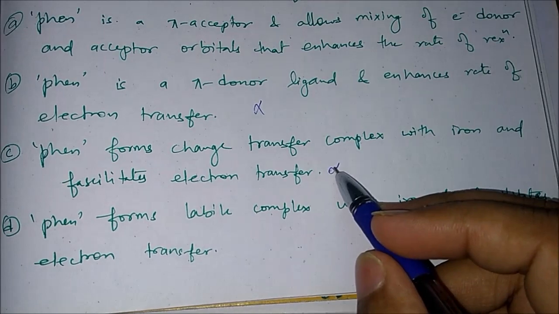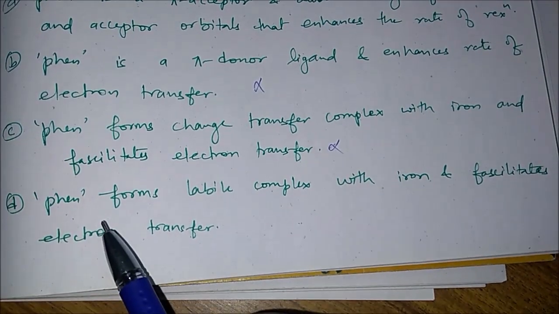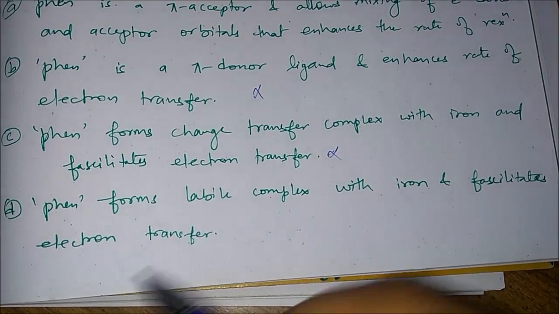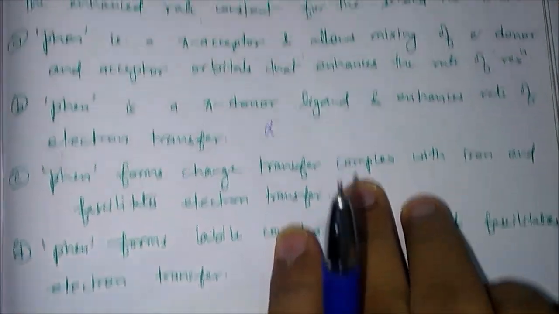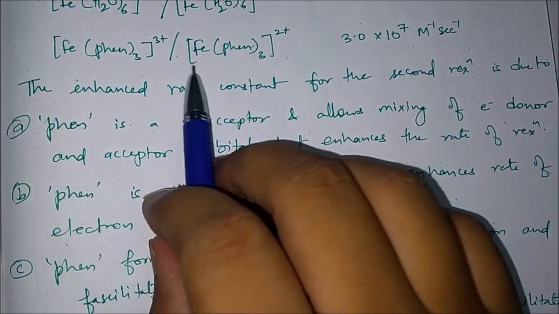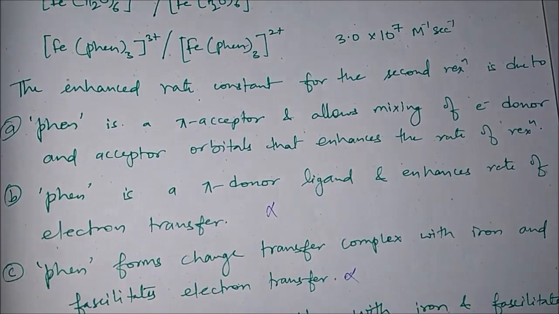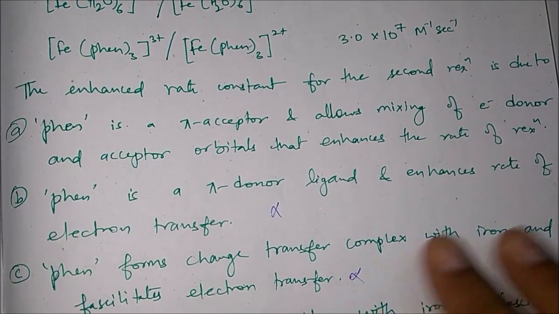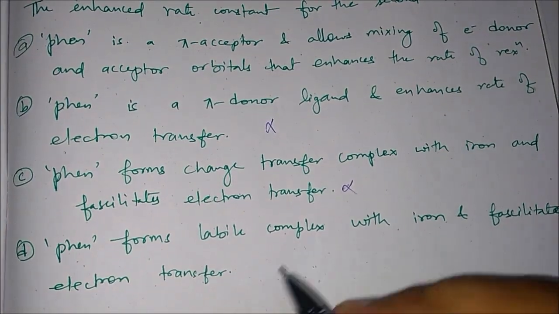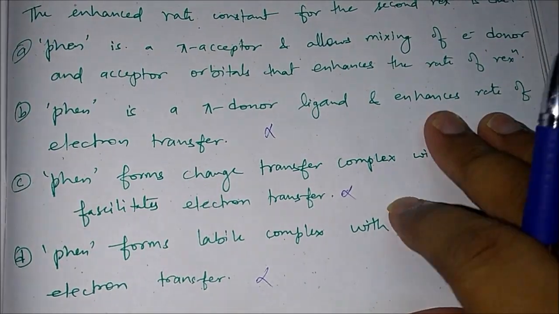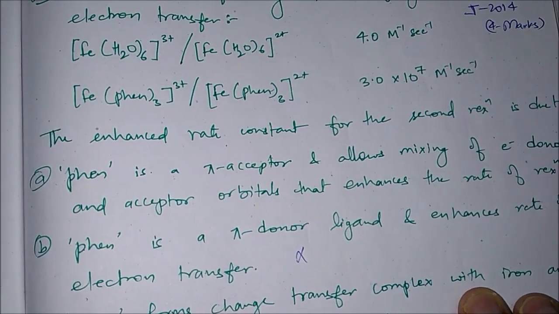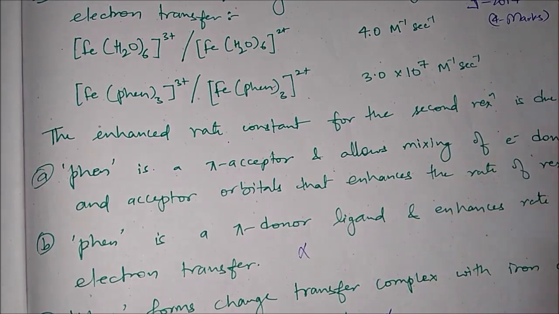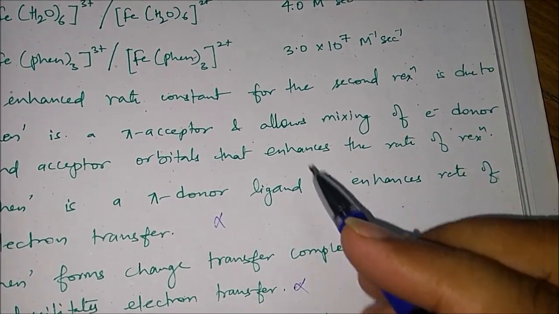The other says that phenanthroline forms a labile complex with iron and facilitates electron transfer. If you check the electronic configuration of these two, you will find these are not labile, both are inert. So this option is also not correct, because phenanthroline is a strong field ligand. So the only option left is the first one, that phenanthroline is a pi acceptor ligand and it allows mixing of electron donor and acceptor orbitals that enhances the rate of reaction.